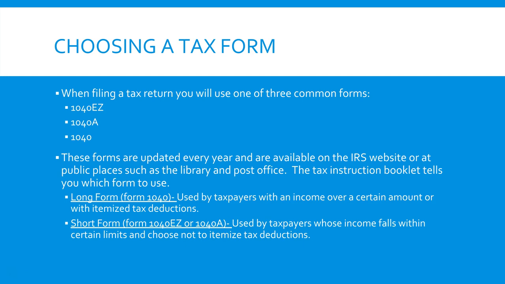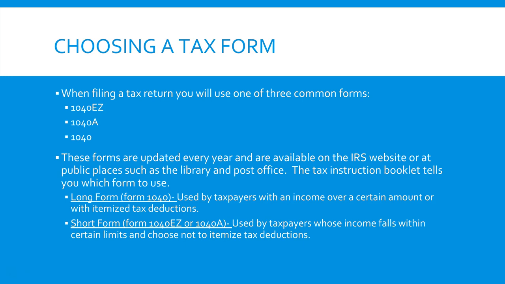So you also need to choose a tax form. When filing a tax return, you will use one of the three common forms, either a 1040-EZ, a 1040-A, or just a plain 1040. These forms are updated every year and are available on the IRS website or at public places such as the library and post office. The tax instruction booklet tells you which form to use.